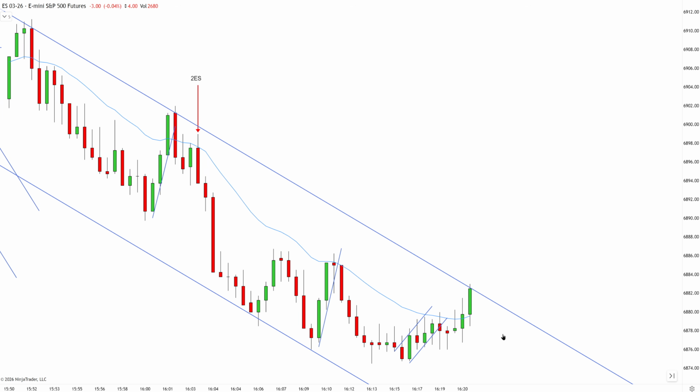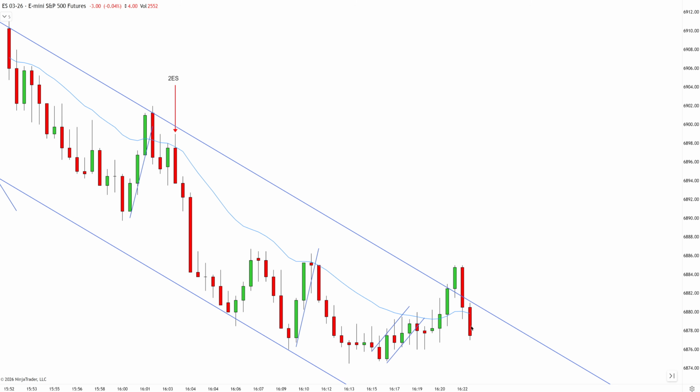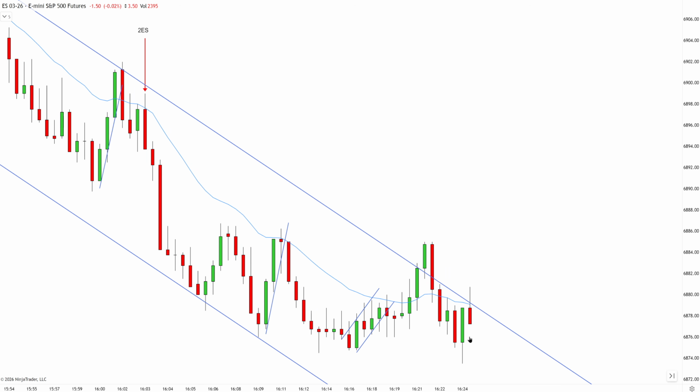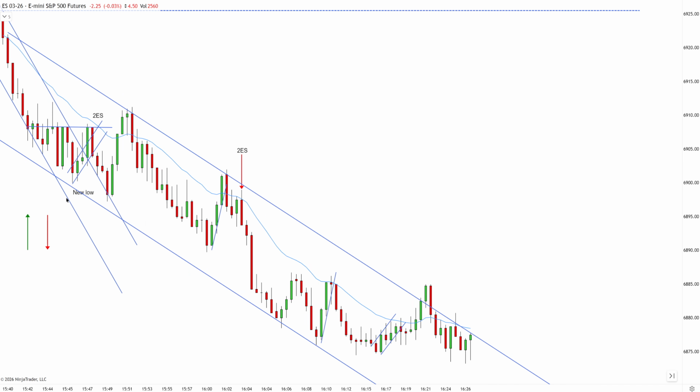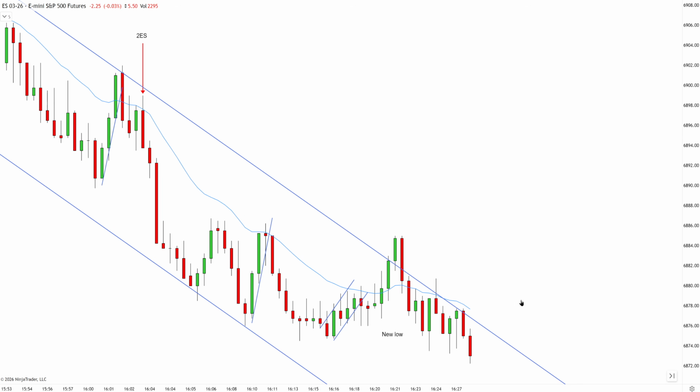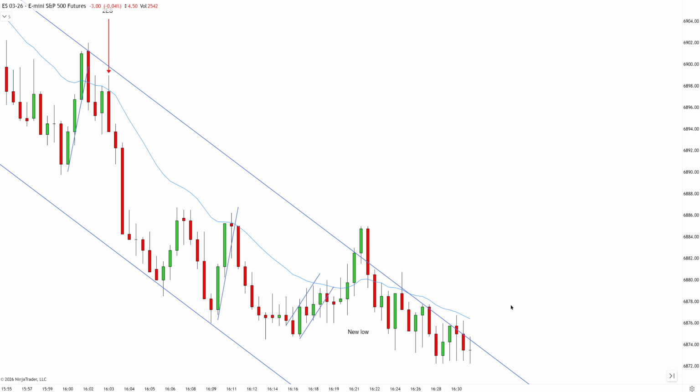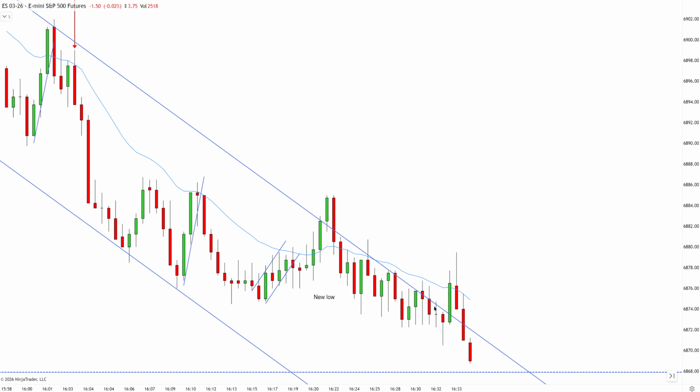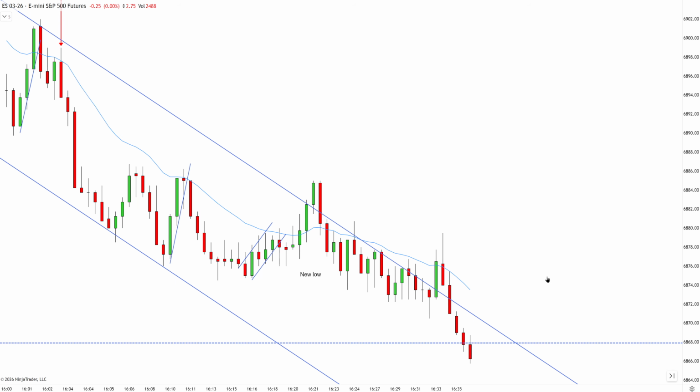It's just better to be patient. Okay, I'm looking for a lower high below the EMA. Can I get it? No lower high. The downtrend played out with the break, push to a new extreme.